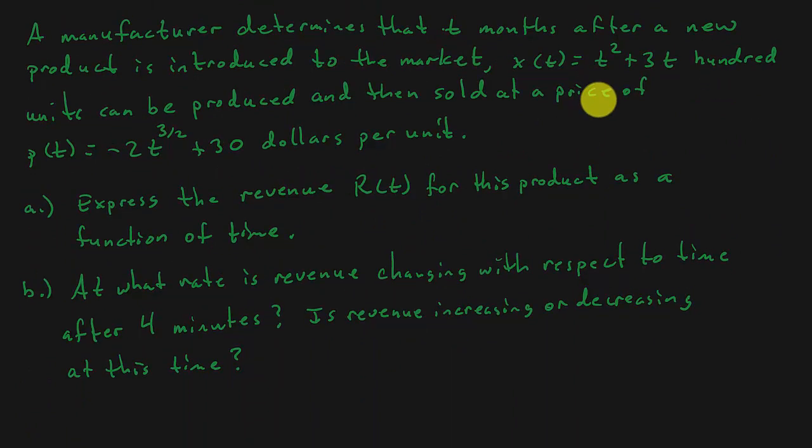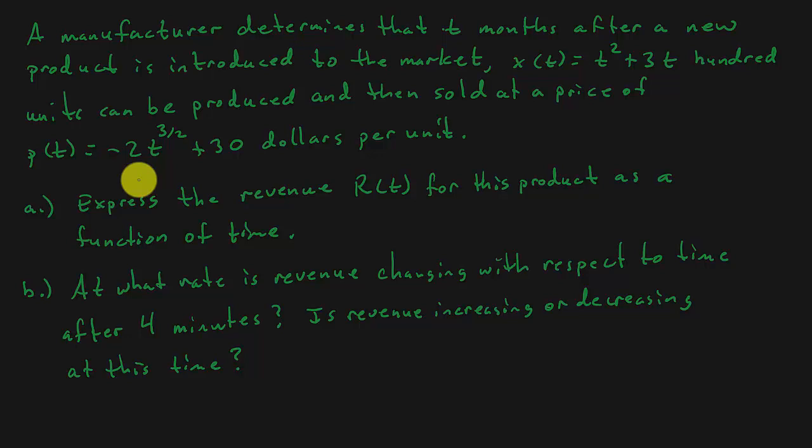It says a manufacturer determines that t months after a new product is introduced to the market, x of t equals t squared plus 3t, 100 units can be produced and then sold at a price of p of t equals negative 2t to the 3 halves plus $30 per unit. A, express the revenue R of t for this product as a function of time, and then B, at what rate is revenue changing with respect to time after 4 minutes? Is revenue increasing or decreasing at this time?